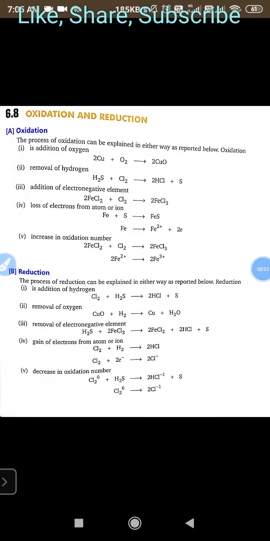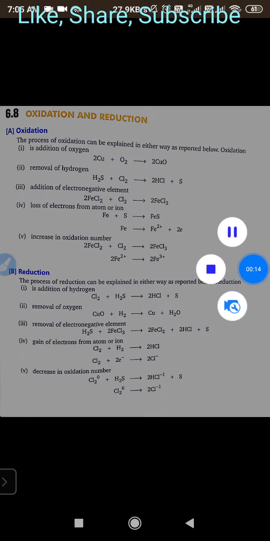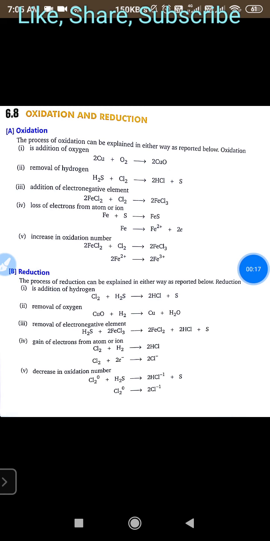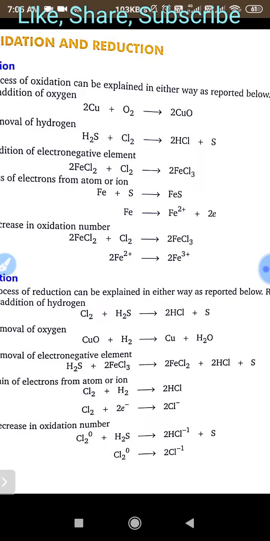So, students, in the chapter hydrogen, last week we discussed all its characteristics and properties. Yes, good morning. Oxidation and reduction. This is a topic from the last chapter.